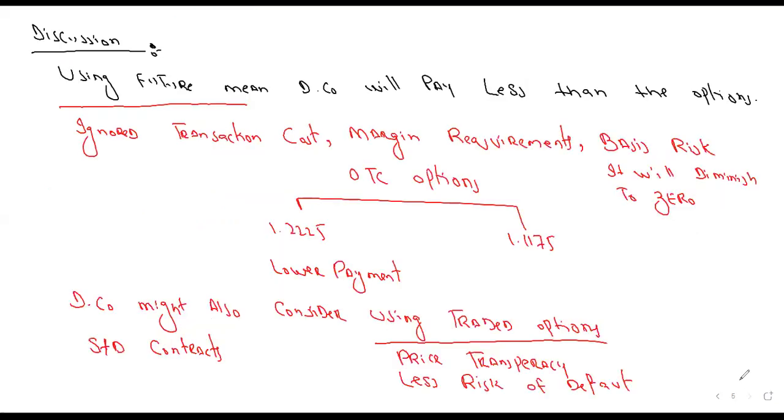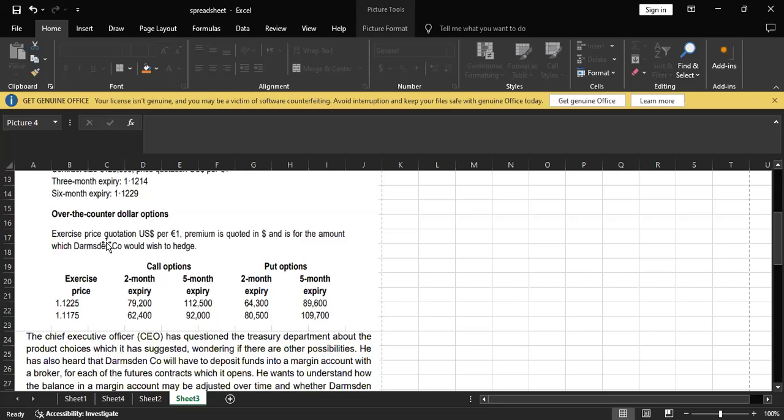Okay. So from the question, how do I get that this is an exchange traded option or it has been given as an OTC option? Whether any contract size was given for the options. Tell. Yes. How is it you are saying that this is given. See where it is given. The examiner already told you over the counter dollar option. That's it.